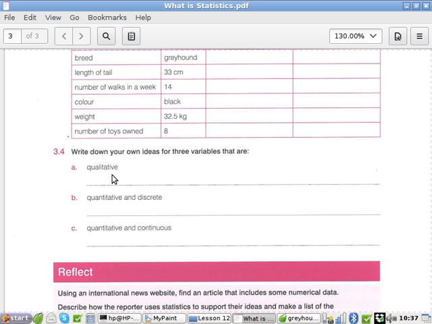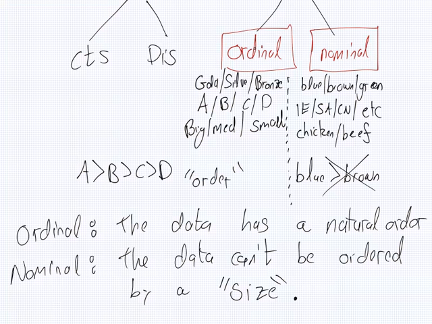Let's try and think of some more examples which are ordinal before we finish. So, what I want you to do is everybody write down an example of qualitative ordinal. Try to make it different to my examples if you can. So, write down ordinal examples.